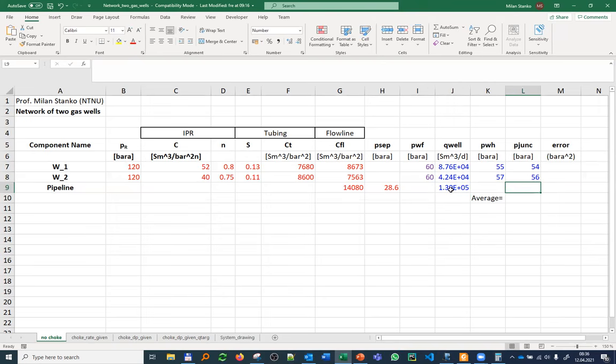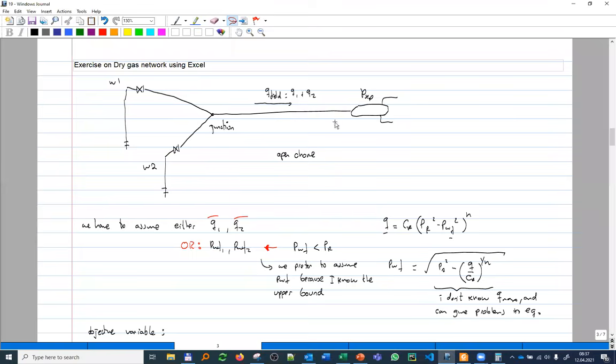Then I calculate the P junction, which will be line, but in this case, be careful, it is P1 because I'm moving from here to here. So I'm going counter current, against the current. So this is P1 as defined by this direction, and this is P2. Okay, so I have P2 and I want to find out P1.